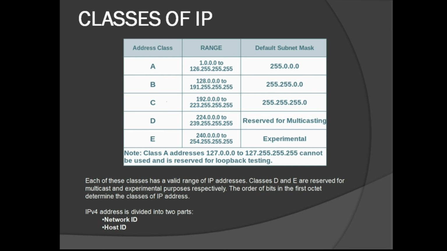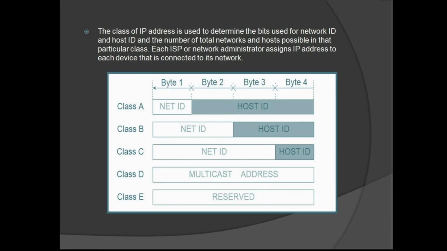For a class B, that's 128 to 191 with a subnet mask 255.255.0.0. For class C, that's 192 to 223. So the subnet mask is 255.255.255.0. For class D, that's 224 to 239. So that's reserved for multicasting. And for class E, that's 240 to 254. That's experimental.